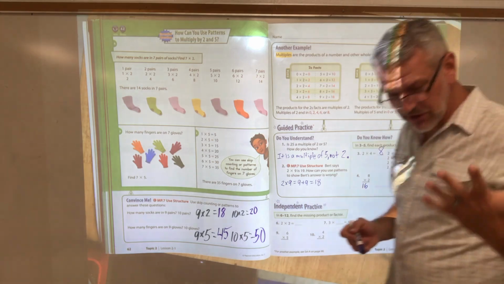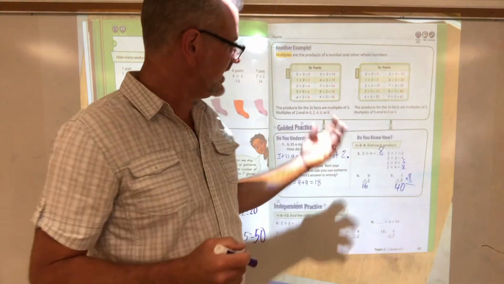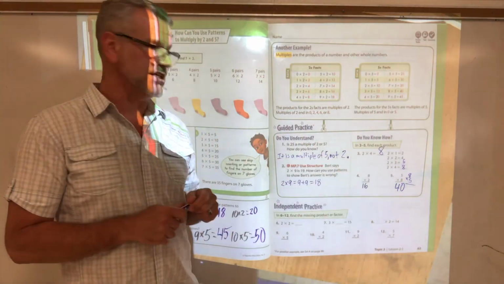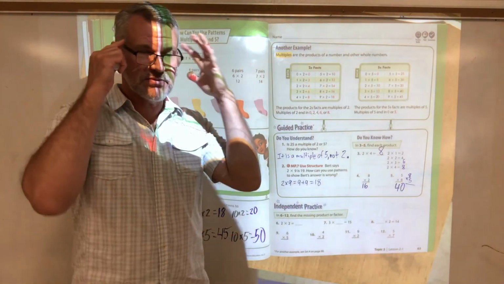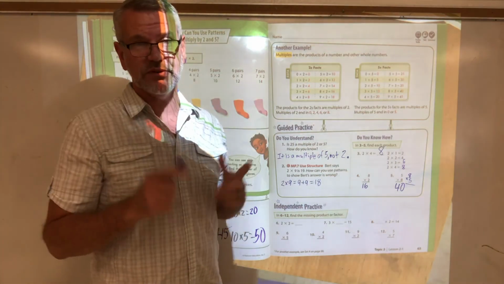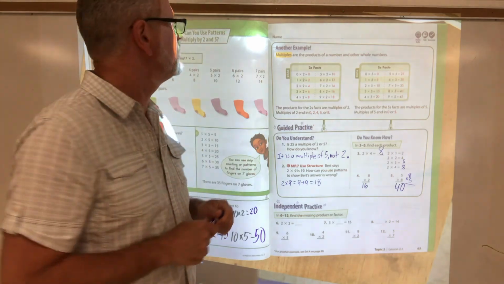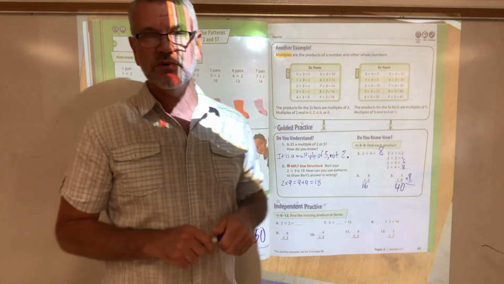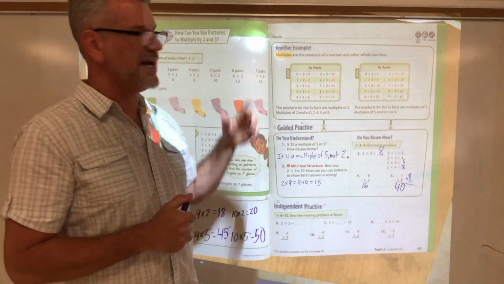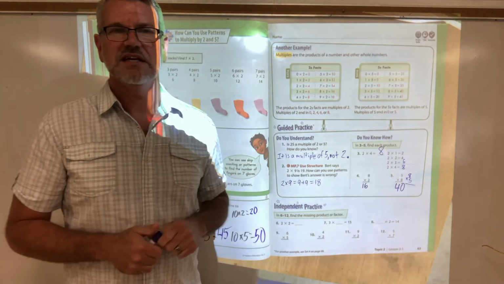And we used the commutative property, and then we counted and did some multiplication there. Using those things we know, that's our tool. Our brain is a tool. Things that you know in your brain, use that. So multiples of 2 and 5, multiplying by 2 and 5. It's pretty easy.